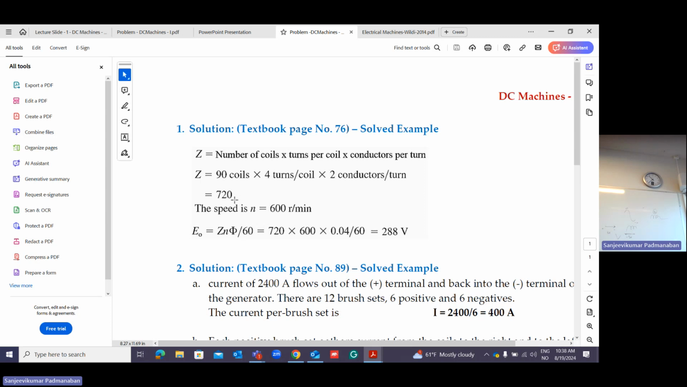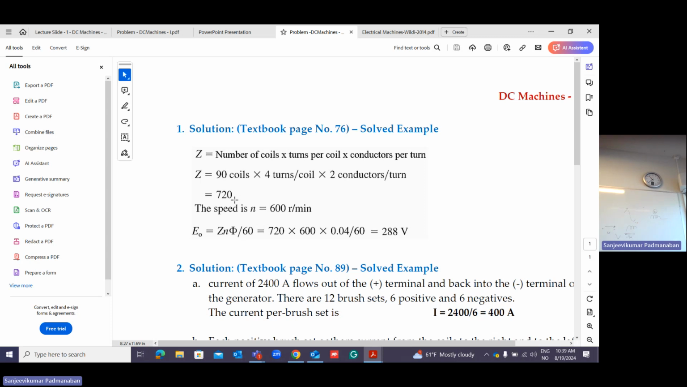And we get the information from there. Here I mentioned 2 conductors per turn. Nobody asked me a question. How did I find it? That's why I told you, be cautious. Otherwise, you will not learn.